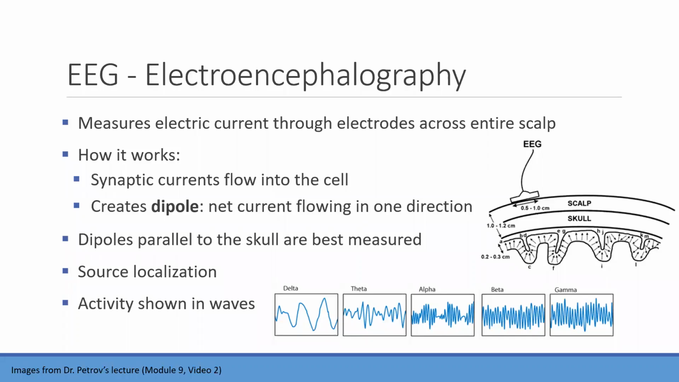And the dipoles parallel to the skull are best measured because, as you can see, the dipoles in the folds of the brain are pointing to each other, which means they cancel each other out. So the EEG can analyze these dipoles and determine the location of activity, which is source localization. And the activity is represented by waves, and I've attached a picture of some of the waves at the bottom there.